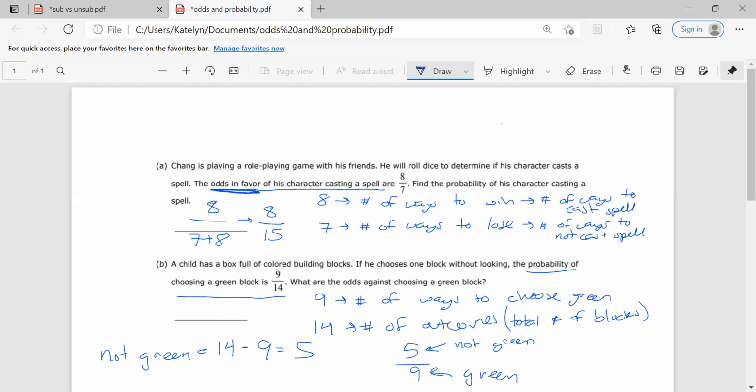And so with odds, you list what you are looking for in the numerator and what you don't want in the denominator. We want the odds against choosing a green block, so we put the number that's not a green block in the numerator and the number for a green block in the denominator. So our answer here would be 5/9. And remember, with odds, you do not list the total. Notice 14 was not listed here, but my numbers do sum to 14. In odds you don't have that total listed, but your numerator and denominator should total to that 14.